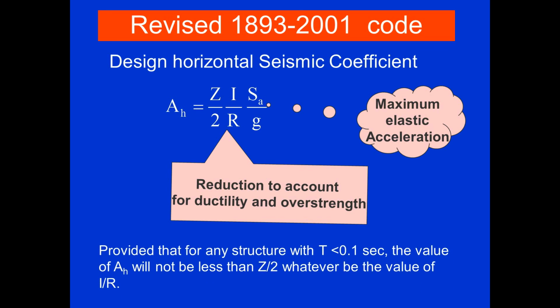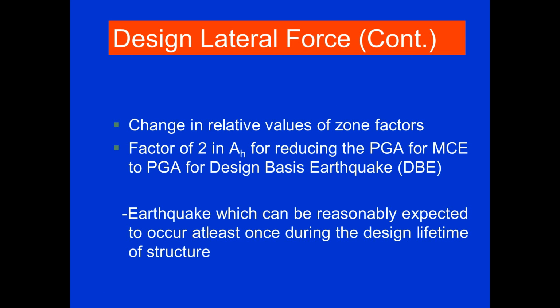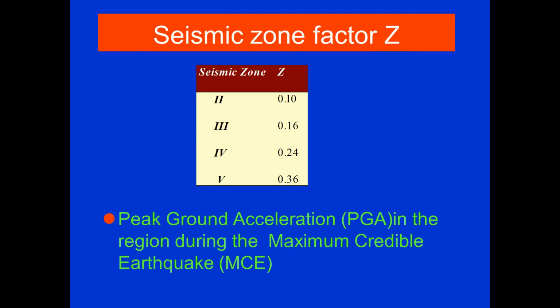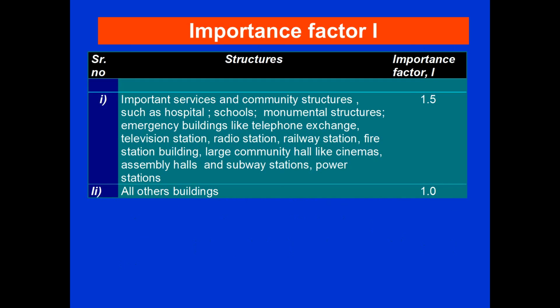Then we provided that for any structure T should be less than 0.1 second, and the value of AH will not be less than Z by 2, whatever be the value of I by R. These are the changes available in your IS 1893. Then the seismic zone map, this is the factor value. For seismic zone number 2, the Z value will be considered as 0.1, for zone 3 it is 0.16, for zone number 4 it is 0.24, and for zone 5 it is 0.36. All this data is available in IS 1893. You can just refer to that. Step by step we will see all these.